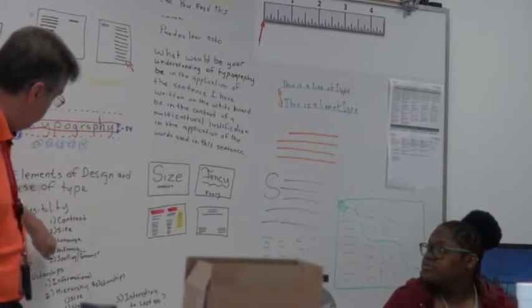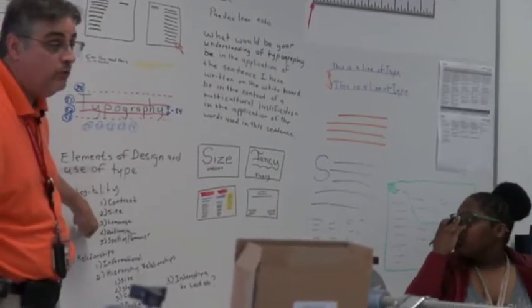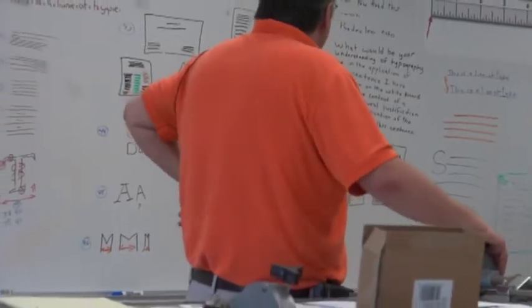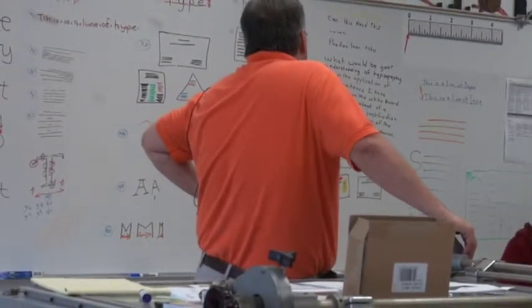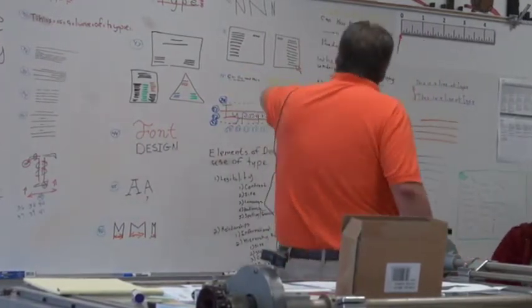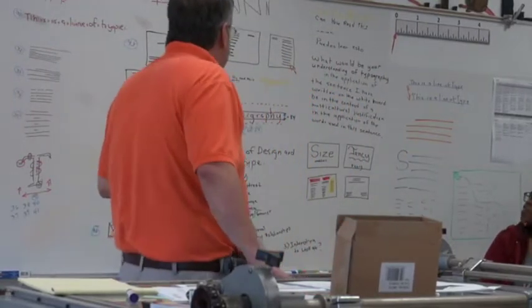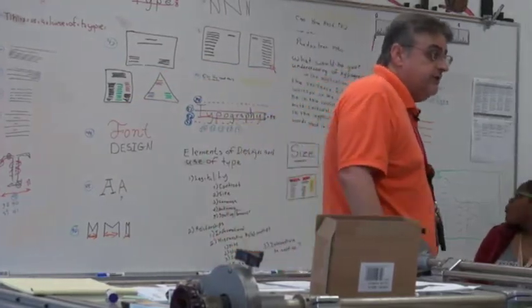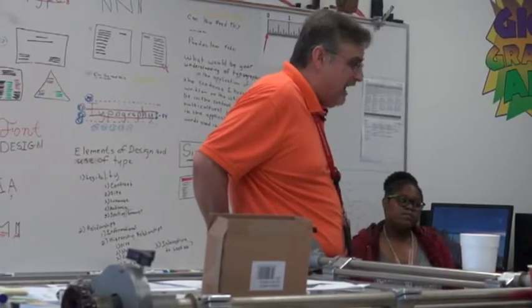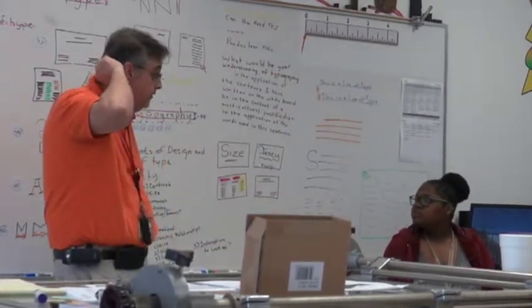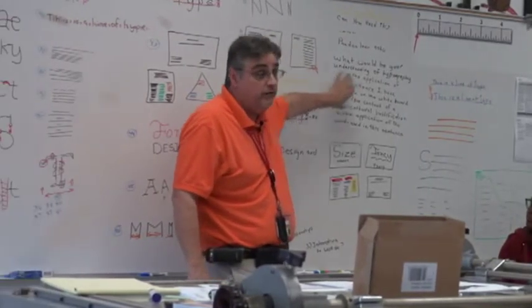When we're using type, we need to know the audience that we're designing for, right? So if I read you this paragraph, what would be your understanding of typography in the application of this sentence? The sentence I have written on the whiteboard be in context of the multicultural justification and the application of the words used in this sentence. Does that make a lot of sense to you? If you tried to really decipher it, right? No, I wouldn't. Okay. You would have difficulty deciphering it. I know there's a bunch of my intro kids had difficulty deciphering that sentence.